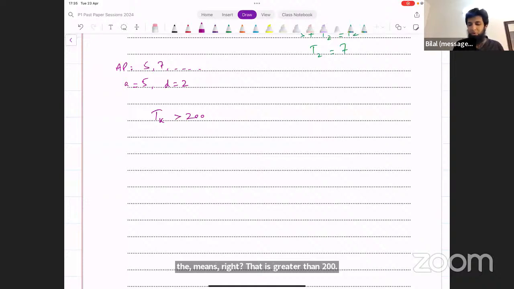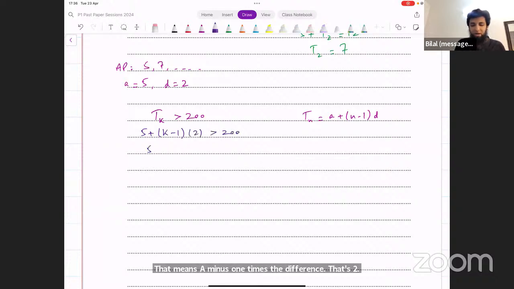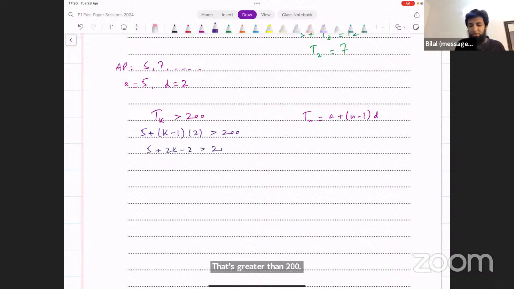Now, what's the term formula for an AP? The term formula for an AP looks like this: A plus n minus 1 times D. We are talking about TK. We can just input K instead of n, and that gives us A plus, so A is 5, plus n minus 1, that means K minus 1 times the difference, that's 2, that's greater than 200. And from this, we can find the value of K. It gives us 5 plus 2K minus 2, that's greater than 200.